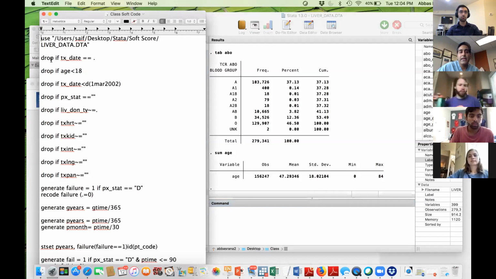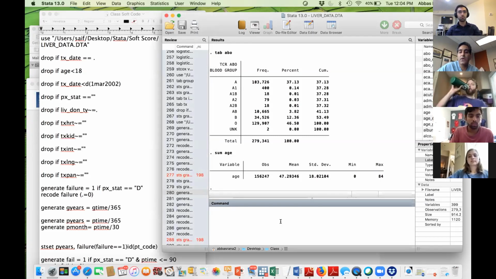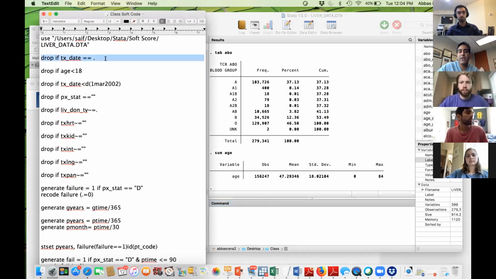The first thing that we wanted to do is we wanted to look at only those who got transplanted. You may remember from the last time we spoke, this database includes 300,000 patients right here, but that's all at the time of listing. Those who actually got transplanted, about 156,000. I want to remove those who are listed and not transplanted. And so the first line of code is this. It says drop if transplant date is equal to blank. So the period is what will be a blank.